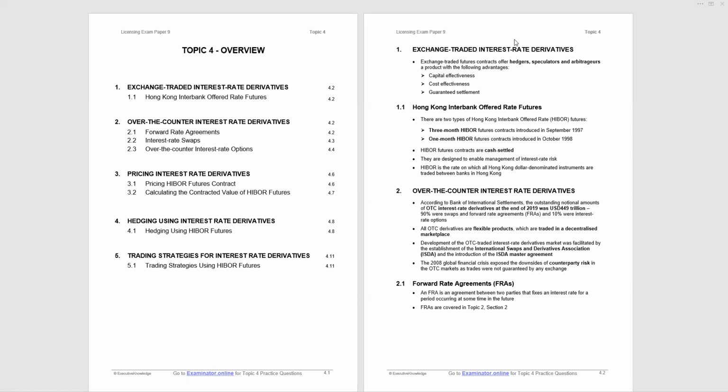Welcome to this short executive knowledge lecture on topic 4, paper 9 of the SFC licensing exams. This topic covers interest rate derivatives, which are used to manage interest rate risk. And you can see from the screen, specifically, we're going to be looking at both exchange traded and over-the-counter interest rate derivatives. We'll be looking at the pricing of those interest rate derivatives, hedging using interest rate derivatives, and the trading, two very simple trading strategies using or for interest rate derivatives.